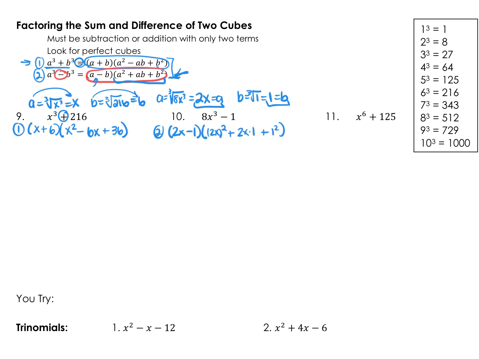so 1 squared. So this one will be 2x minus 1, but then here when we square 2x, that's going to be 4x squared, because you have to square the 2 as well. 2x times 1 will be 2x, and then 1 squared will be 1.